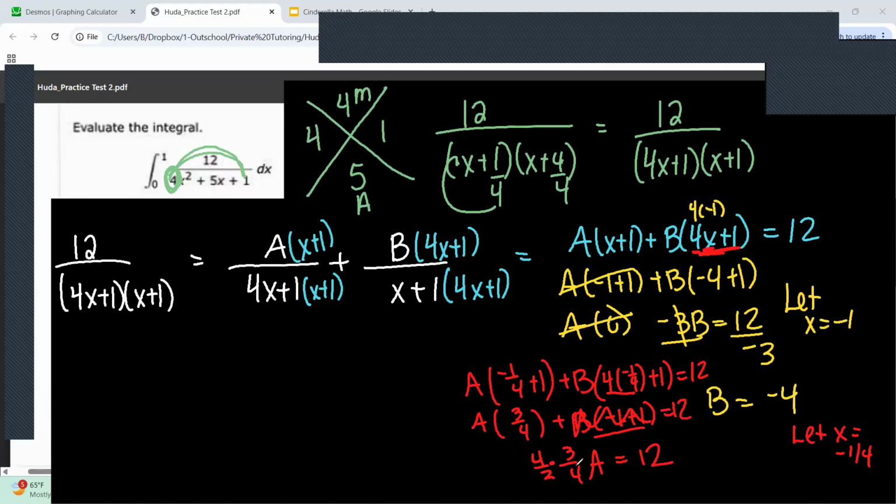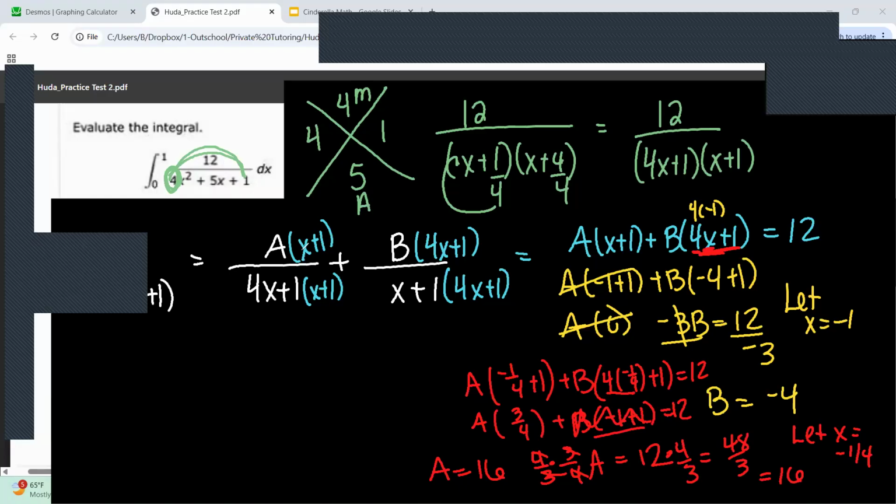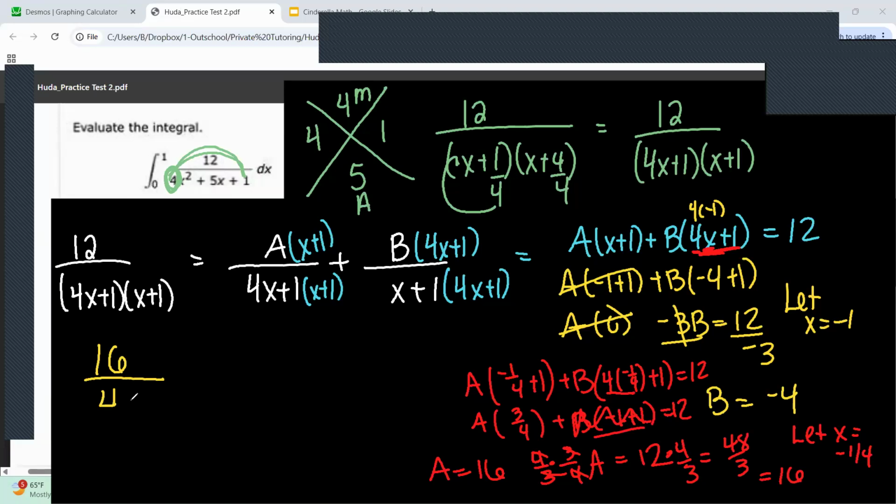Times by 4/3 to get off your fraction. So that's 48/3, which is 16. So A is 16. I mean, that's just a lot of algebra. None of that's difficult algebra. You just got to be careful with all your integers, be careful with your fractions, all that good stuff. So we just got that A is 16, and that was over 4x plus 1.